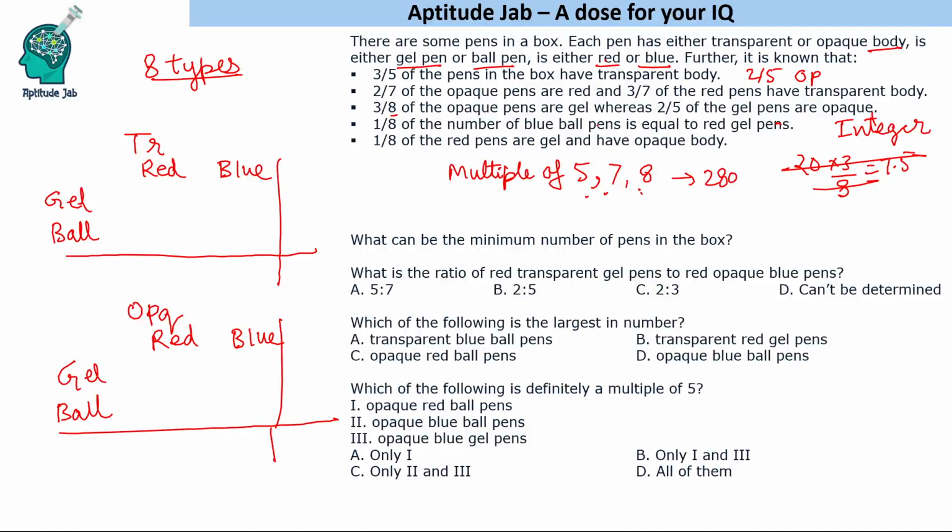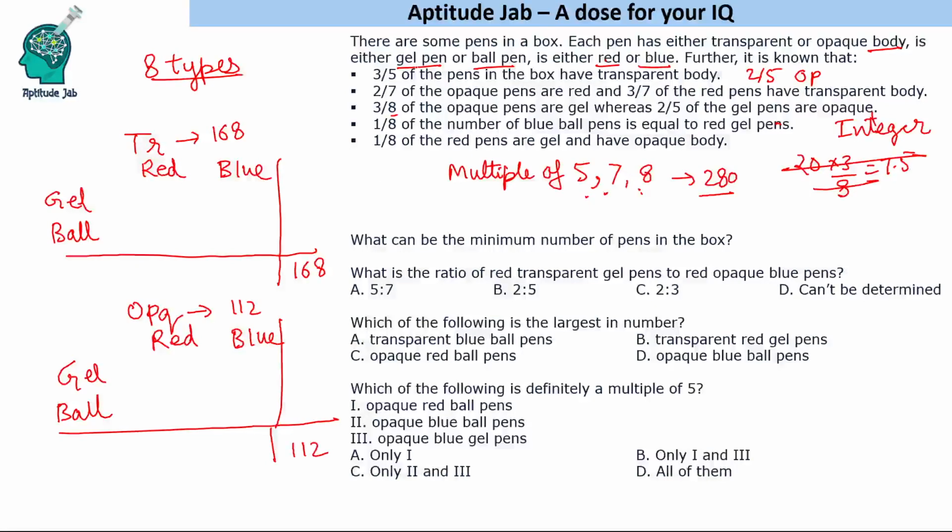Now this is not a conclusive number, maybe we can get more than that also. So let us try with 280. If we do not get all the values as integers, we will multiply accordingly. Let us assume that there are 280 pens. Transparent is 3/5, so 1/5 is 56, and transparent is 168. Opaque is 2 times 56, which is 112.